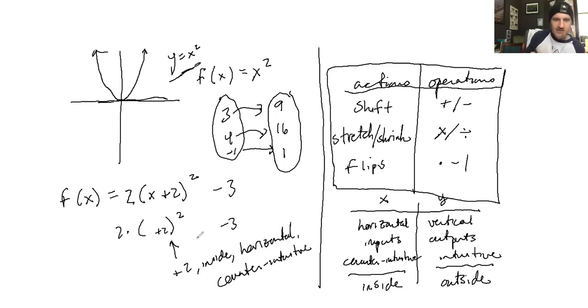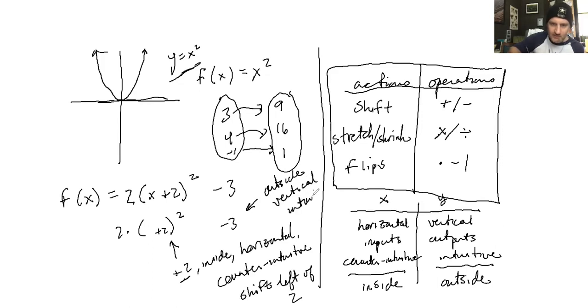That's important because normally if I was going to do +2, which is a shift, and I was doing it horizontally, I would think I'm going to take this thing to the right because adding 2 takes me to the right. But it's counterintuitive because it's inside. That means that +2 is actually going to be a shift left. Okay. Next, I'm seeing -3. -3 is outside, which means it's vertical, and it's intuitive. Okay, so I'm going to go down 3.